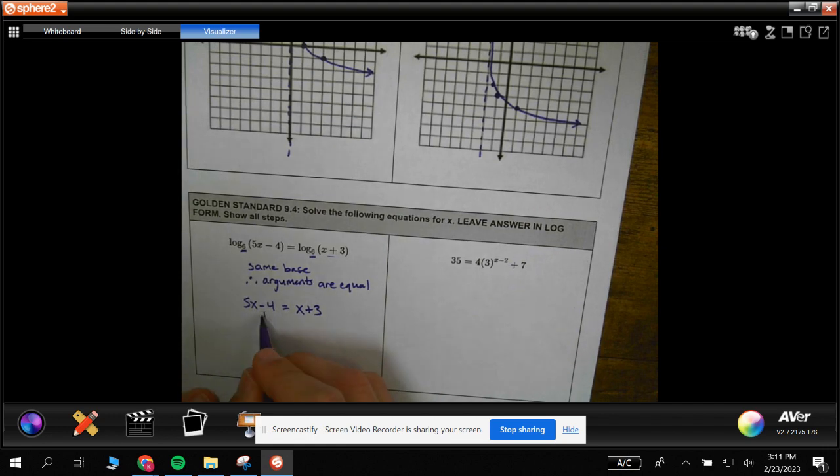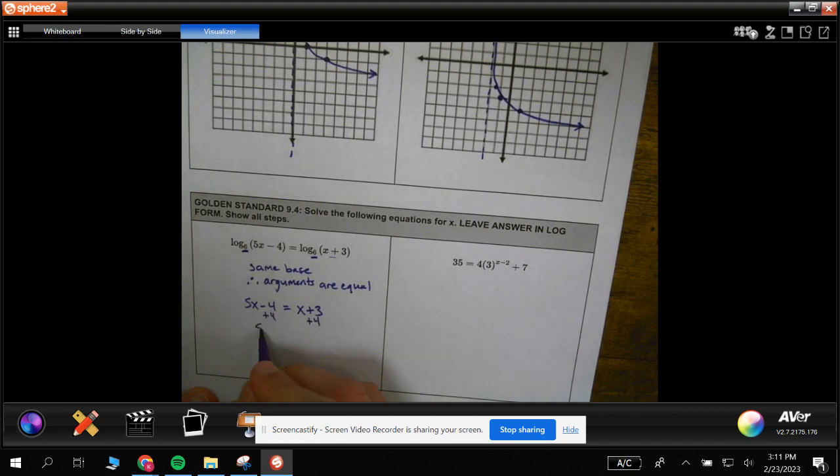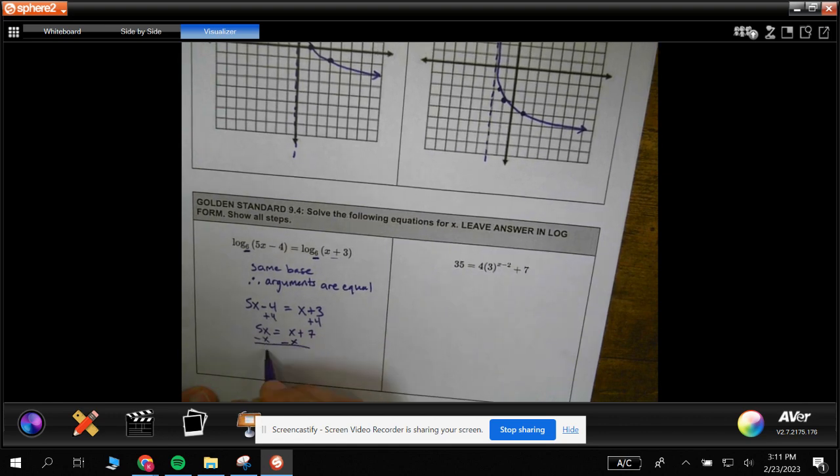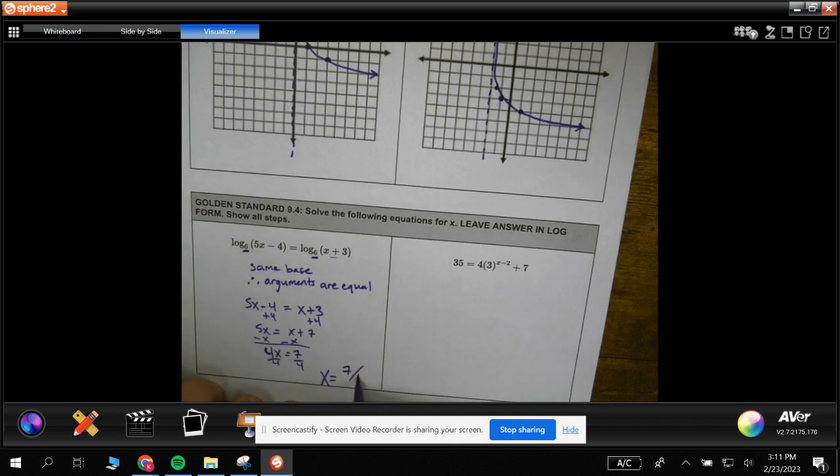Well, let's just solve this real quick. Just a linear equation here. So 5x equals x plus 7. Subtract x from both sides. You get 4x equals 7. Divide by 4. X equals 7 divided by 4.